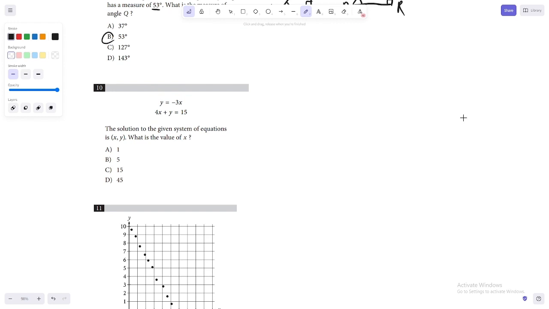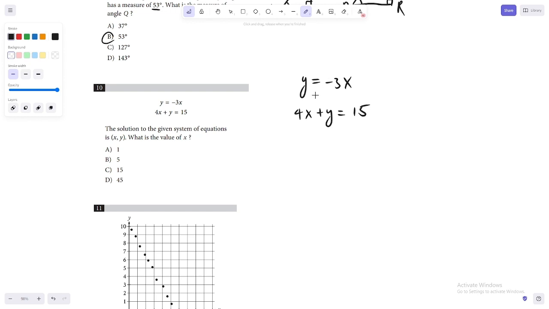Question number 10. The solution to the given system of equations is x and y. What is the value of x? So we have a system of linear equations. y is equal to minus 3x. 4x plus y is equal to 15.